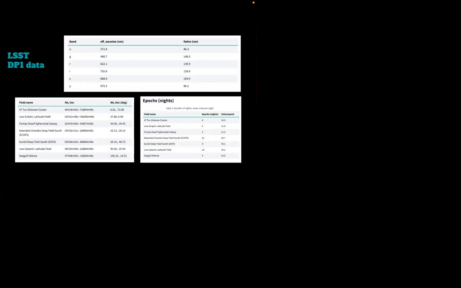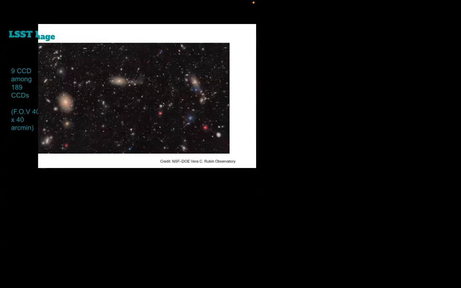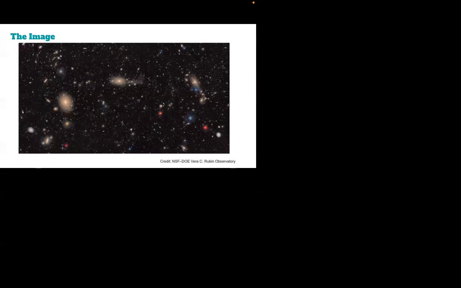And even using this, we have a very good sky image. You can see that there are 189 CCDs, but only these 9 CCDs have been used for the DP1 data. So it only has a field of view of 0.4 by 0.4 degrees. And after using only these 9 CCDs, you get this amount of detailed image of the sky. This is one image you have probably seen in the Rubin first light.